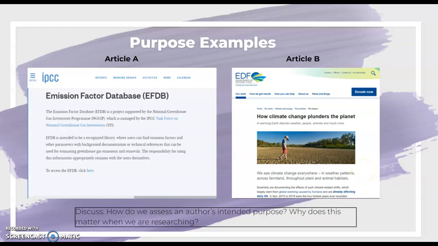So these two examples show clearly that Article A is more informative and Article B is more persuasive. So this is essentially the CRAAP test in a nutshell: currency, relevance, accuracy, authority, and purpose. Whenever you are finding a source or using outside research, make sure that you are evaluating for these metrics.